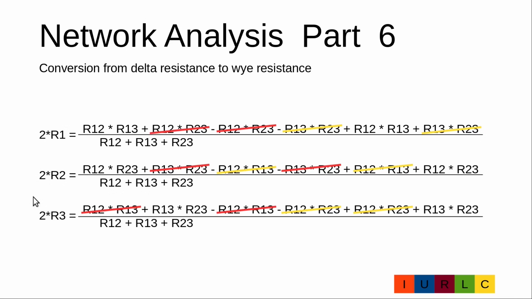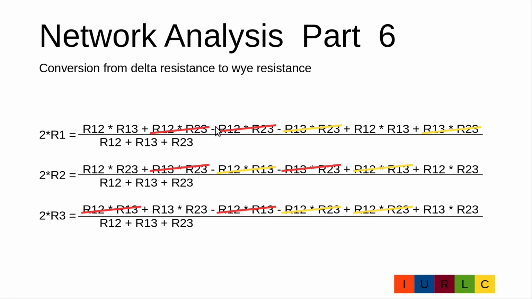Here are our three calculations. For the first calculation we get 2 times R1 is the numerator from the first equation minus the numerator from the second equation plus the numerator from the third equation divided by the denominator. Now we see that some parts can be removed.